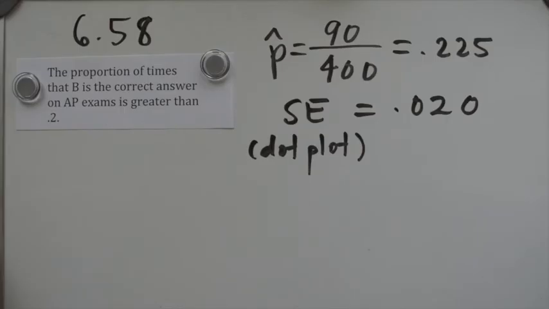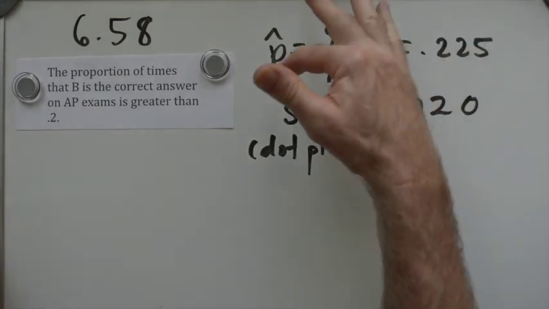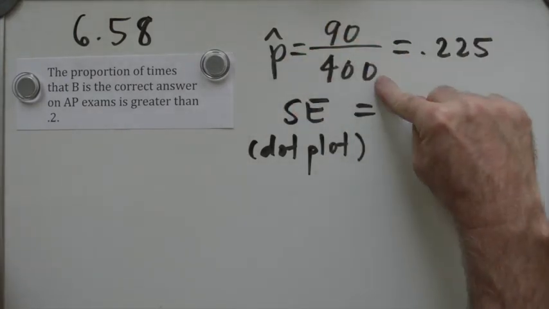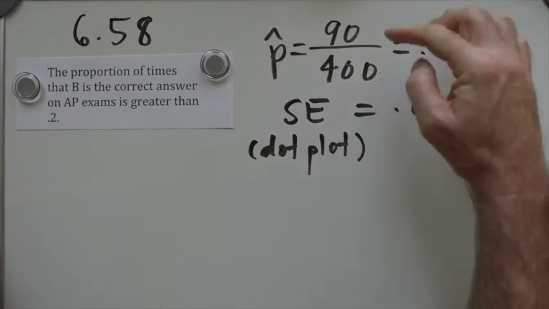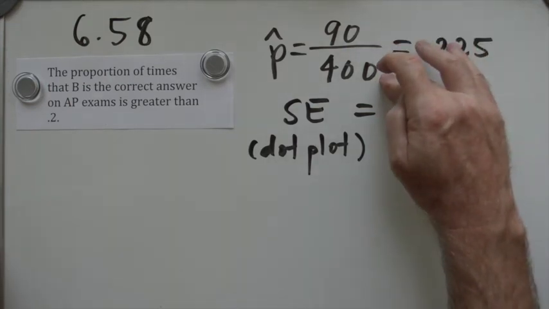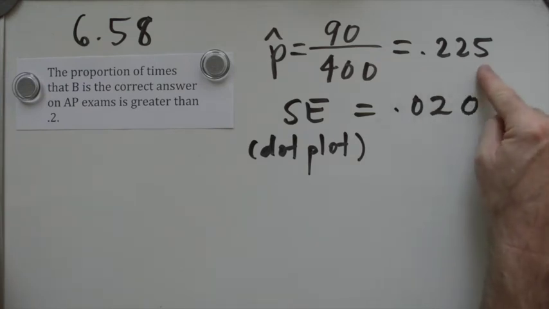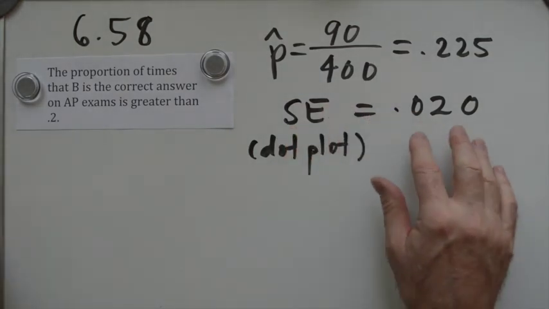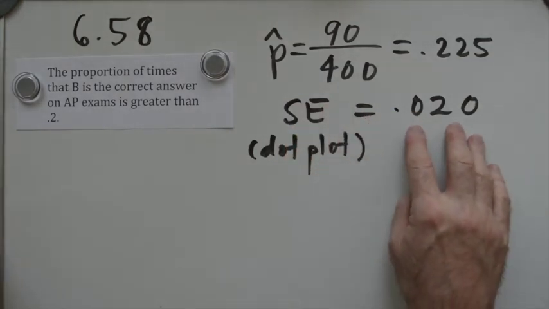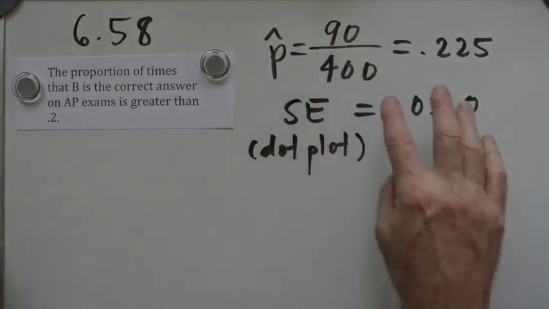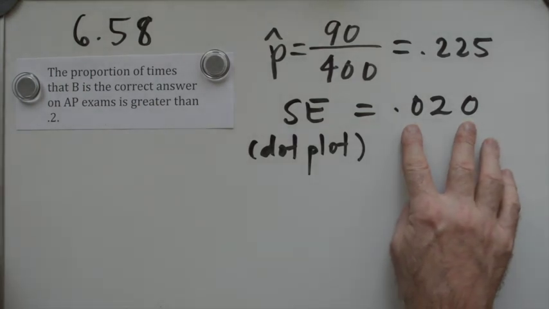All right, so welcome back to the whiteboard. We're going to finish up parts 2 and 3 of problem 6.58. Let's remember the context for this problem: on the AP exams, it was found when a sample of size 400 was considered that 90 out of those 400 had B listed as the correct answer. So that's a proportion of 0.225. We saw that the SE from the randomization dot plot associated with this sample statistic is 0.020.